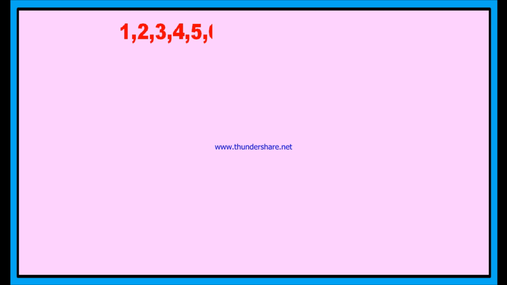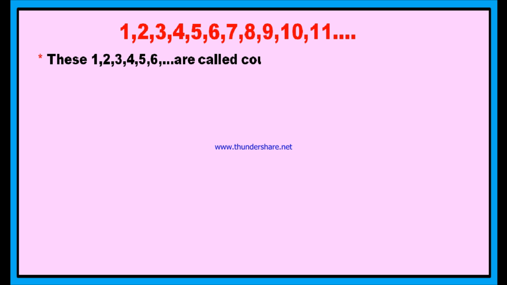You see, in all these cases, you started counting from 1 and you counted like this: 1, 2, 3, 4, 5, 6, 7, 8, 9, 10, 11 and so on. These numbers are used to count the objects. Therefore, these numbers are called counting numbers. Okay? You can use the numbers 1, 2, 3, 4, 5, 6, 7, 8, 9, 10, 11 and so on to count the objects. Therefore, they are called counting numbers.